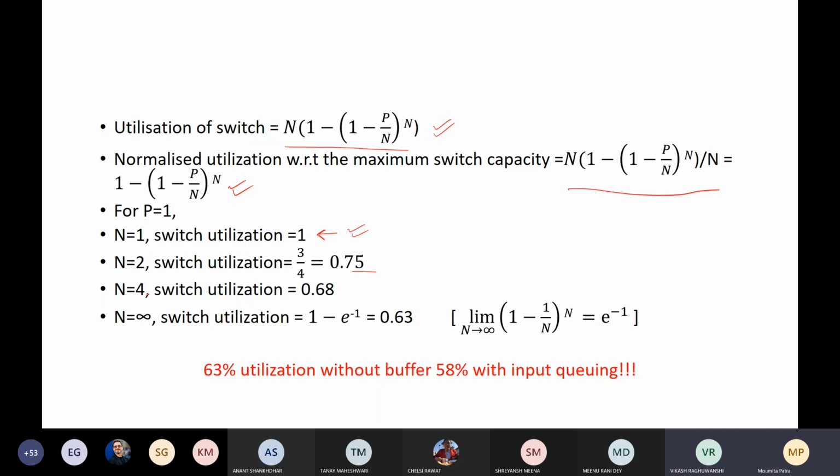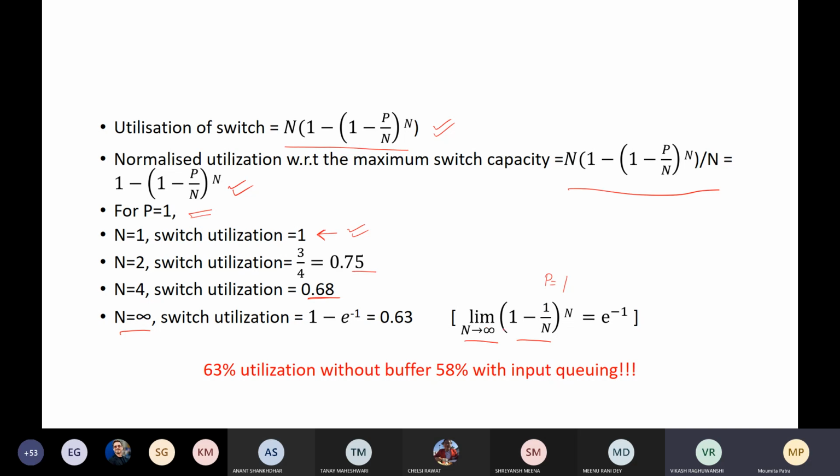Similarly, if I take n equals 4, my switch utilization will become 0.68 after calculations. What if I now make n equal to infinity? How are we getting this value when n tends to infinity? When the limit of n tends to infinity, the value 1 minus 1 by n, with p equals 1, and you should know that we are doing this for p equals 1 here.